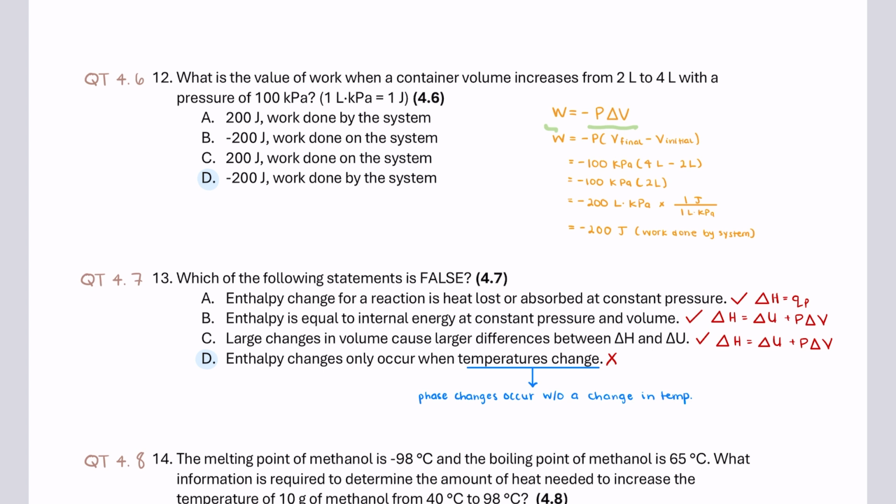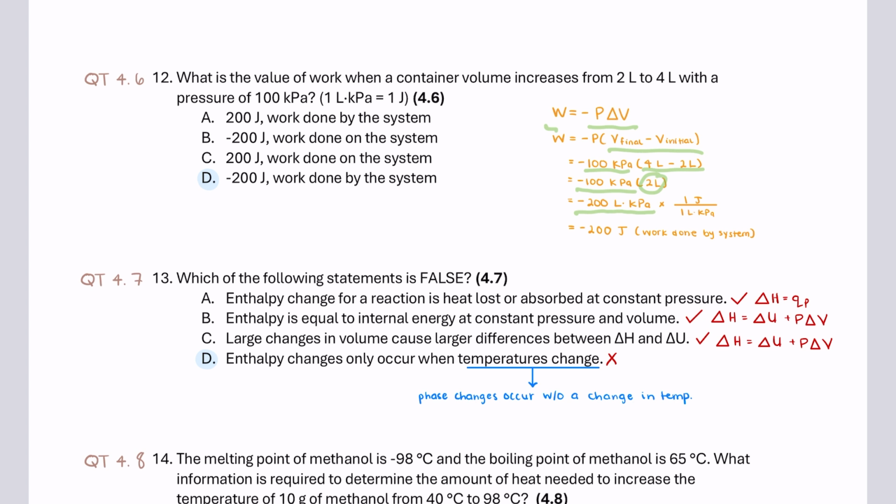From the question, we know that pressure is equal to 100 kilopascals, and we know that the change in volume, delta V, is the final volume minus the initial volume. That's 4 liters minus 2 liters, which gives us a change of positive 2 liters. Then we plug this into the formula to get that work is equal to negative 100 kilopascals times 2 liters, and that is equal to negative 200 liters times kilopascals.